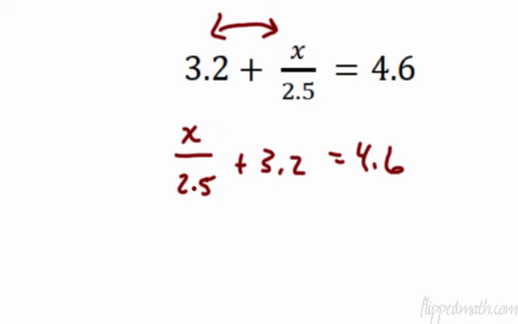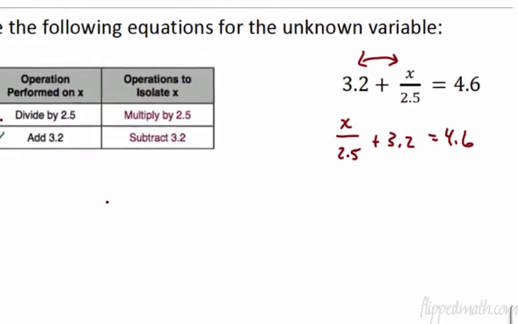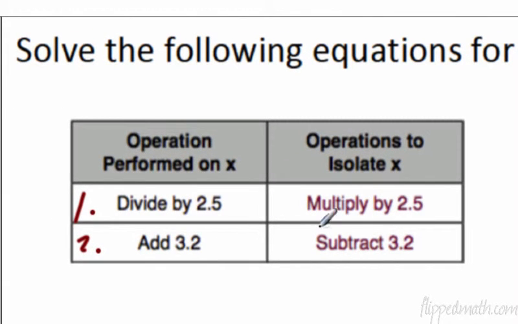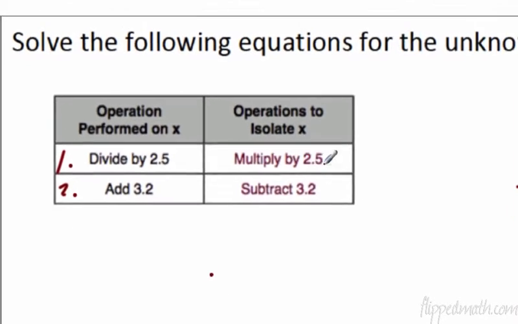I have a little table over here that tells us what we did to x. The first thing we did was divide by 2.5. Then we added 3.2. So those are the steps as they're listed in the table. First step, divide by 2.5. Second one, add 3.2. To isolate x, or solve for x, we need to subtract 3.2. That'll undo the second step, and then multiply by 2.5.